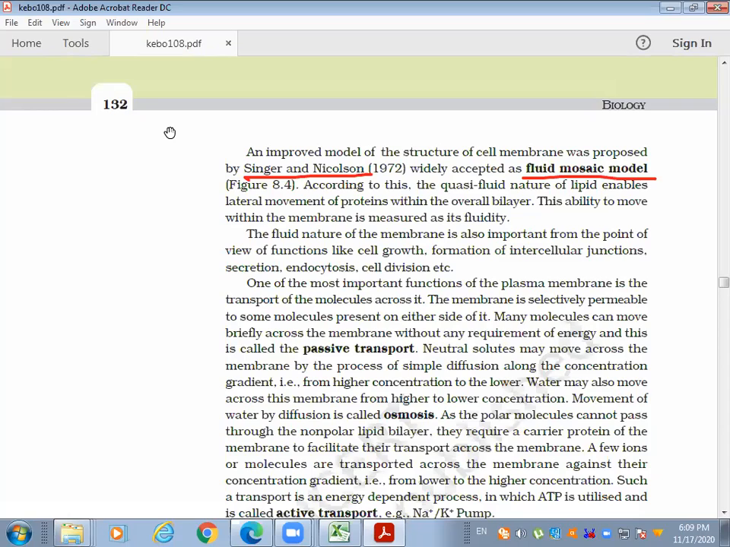According to the fluid mosaic model, the quasi-fluid nature of the lipid enables the lateral movement of proteins within the overall bilayer. This ability to move within the membrane is measured as its fluidity.